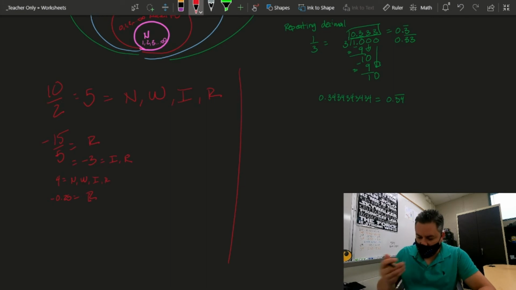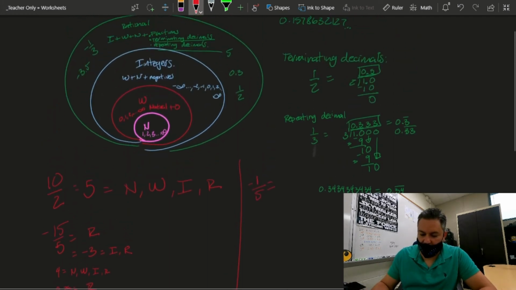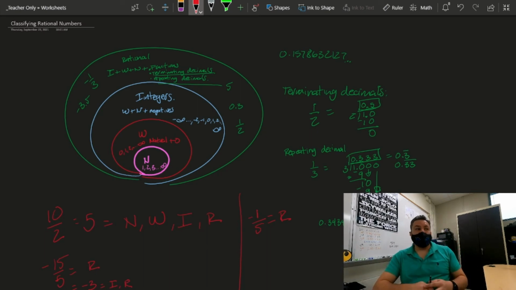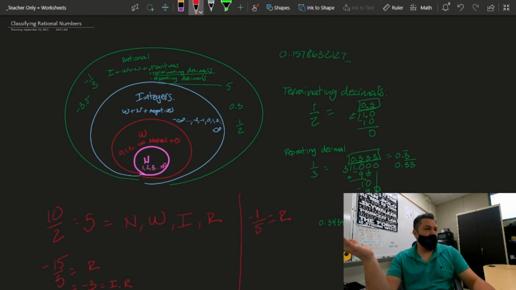What about negative 1/5? Rational. Can it be anything else? No. You can't simplify that. What does natural mean? The N, the bottom one, the pink one, is natural. So the natural numbers are going to be your counting numbers. If you go play hide and seek, how are you going to start counting? 1, 2, 3. You don't start from 0, right? You start from 1. So natural are your counting numbers.